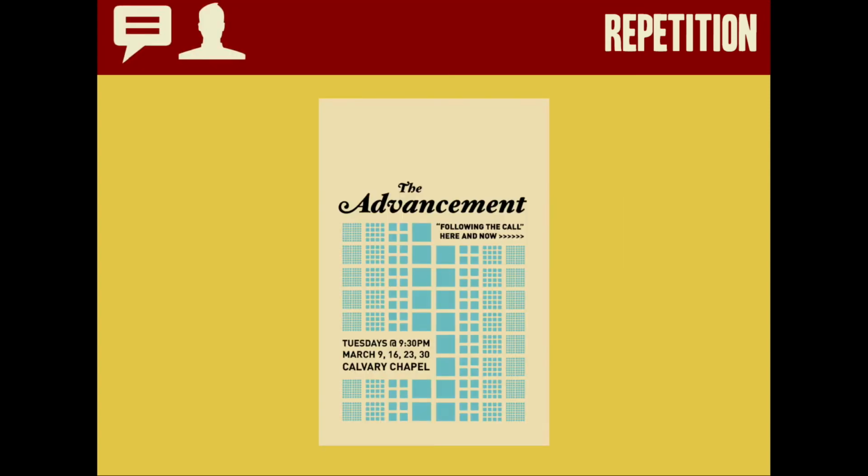Here's another example of repetition from an advertisement for a church event. I love the use of these boxes throughout. The pattern, as well as the cutouts at the top and at the bottom that point to where the important information is. The tagline for the event following the call, as well as the event information, where it's happening and when it's taking place. Breaking repetition in this way is just as valuable as repeating elements.